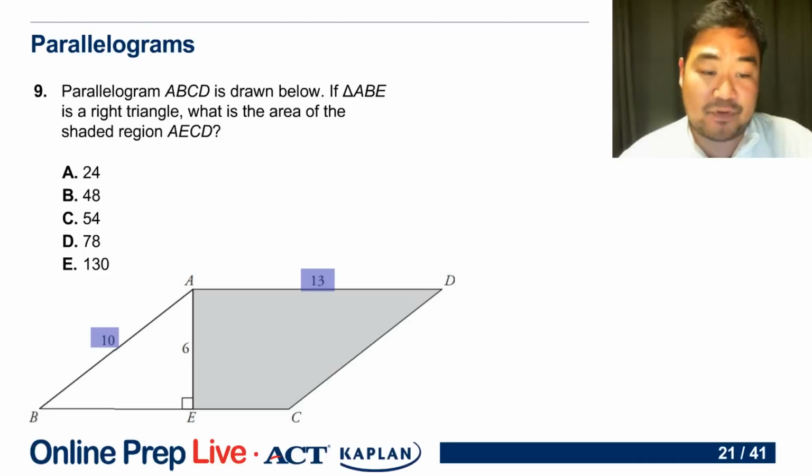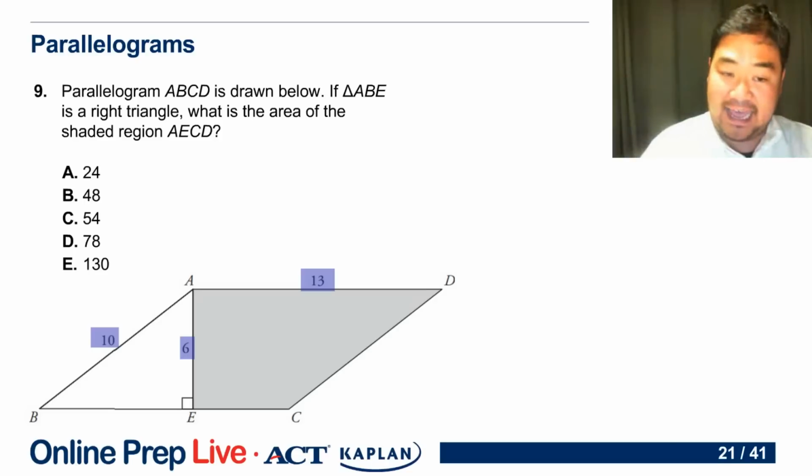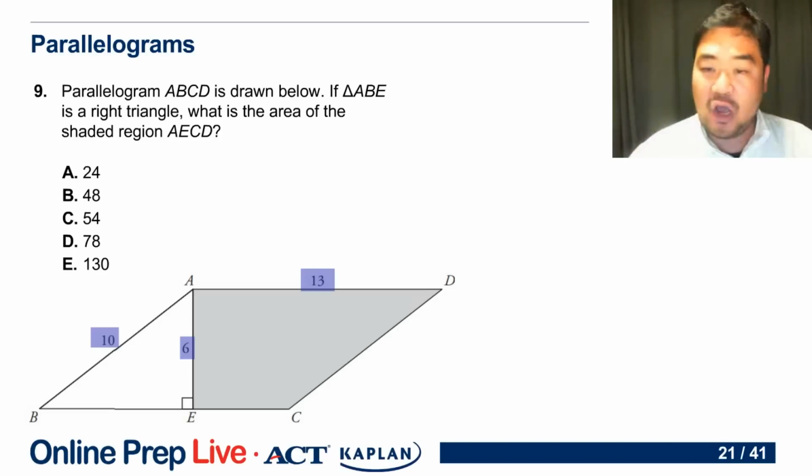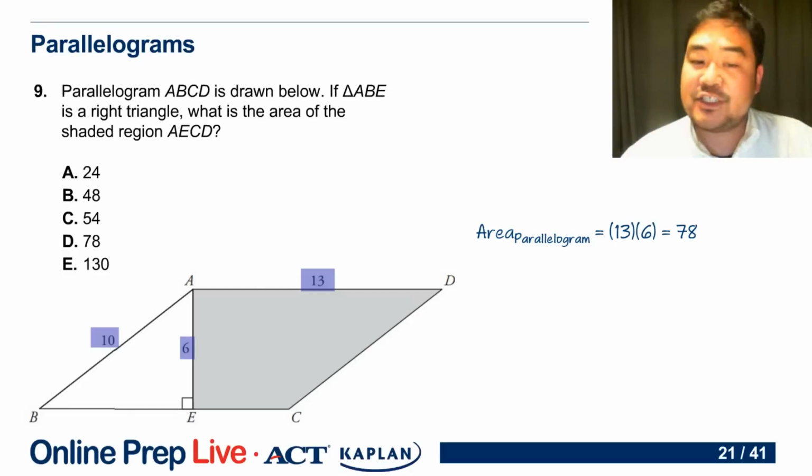This 6 represents the height of this parallelogram. So look, we've got a base and we've got a height. Well, at the very least, we can start with what the area of the parallelogram is. Area of the parallelogram is 13 times 6, which is 78. So that would be the area of the parallelogram.